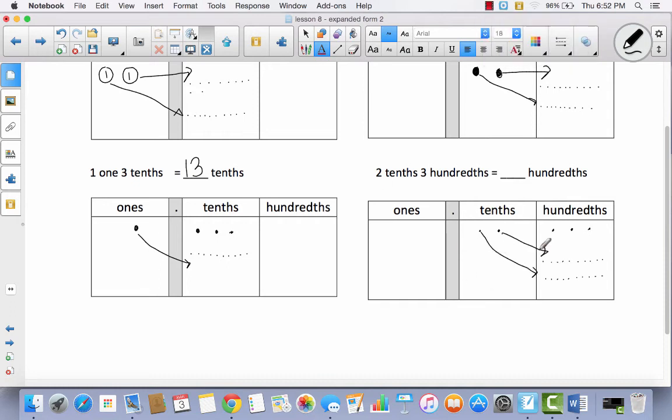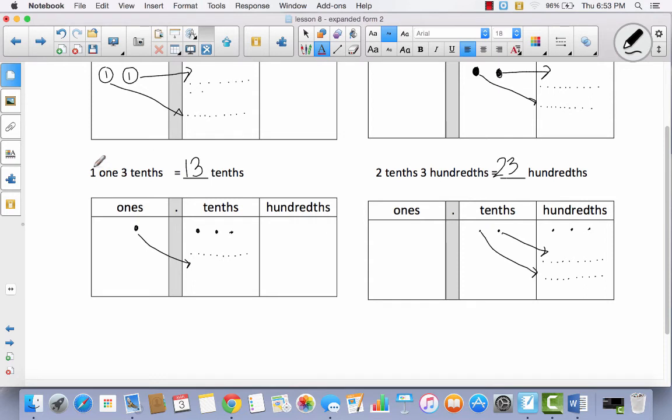Okay, so hopefully you paused the video and you thought to yourself, well, if I move this tenth to the hundredths, that's going to be equal to 10. And if I move this tenth to the hundredths, that's going to be equal to 10. So that will be 10, 20, 23 hundredths. So are you starting to see a pattern here?